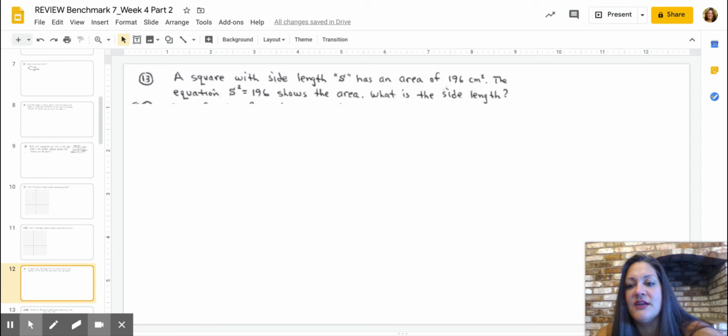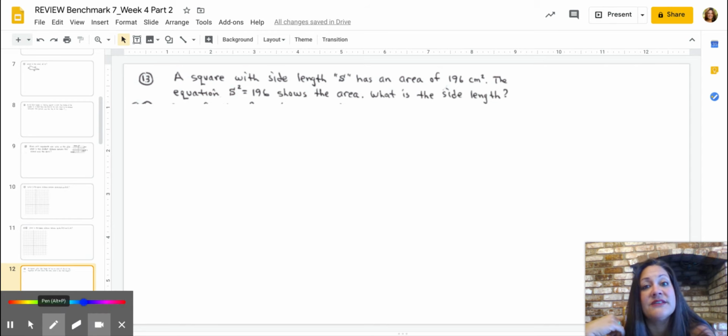Okay, here we go. Number 13. A square with a side length S has the area of 196 centimeters squared. The equation S squared equals 196 shows the area. What is the side length?